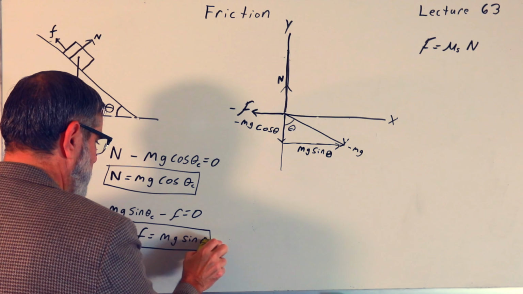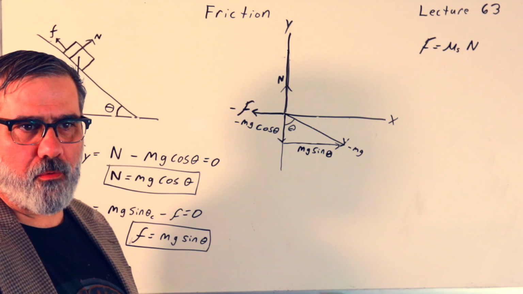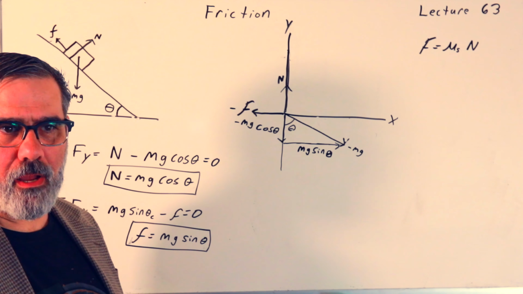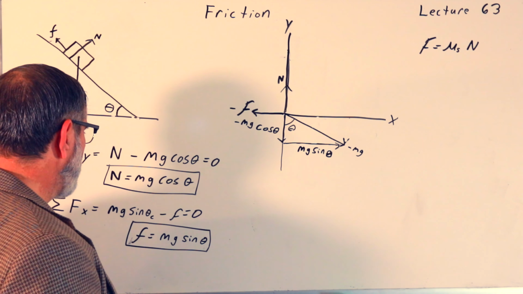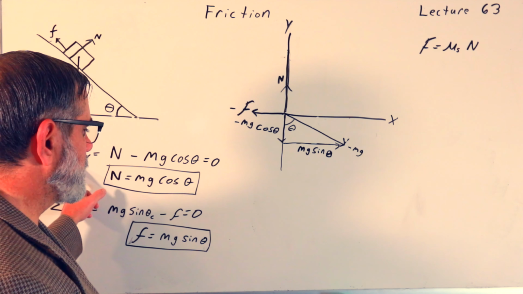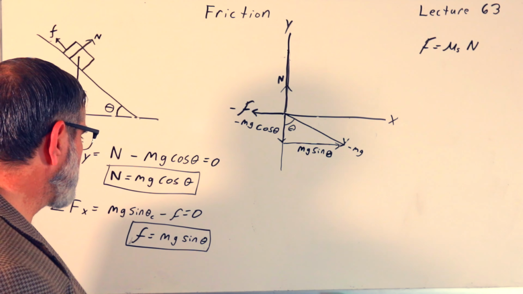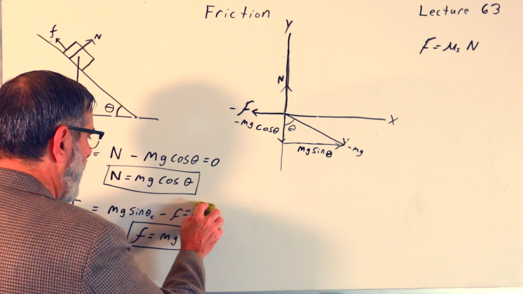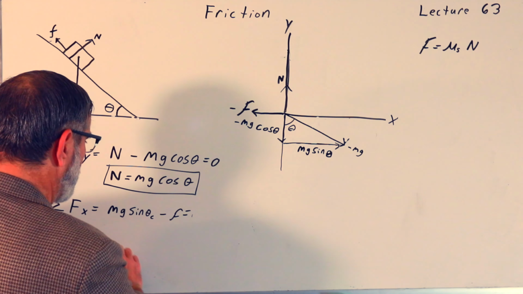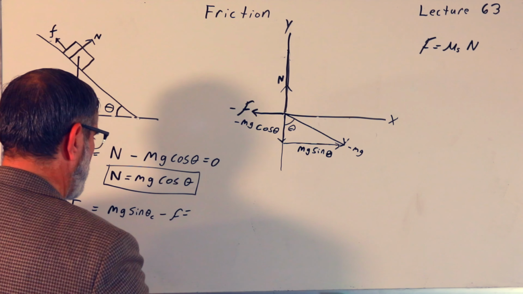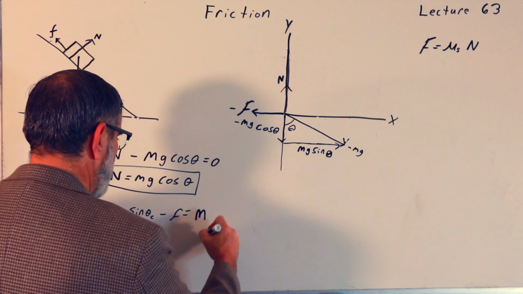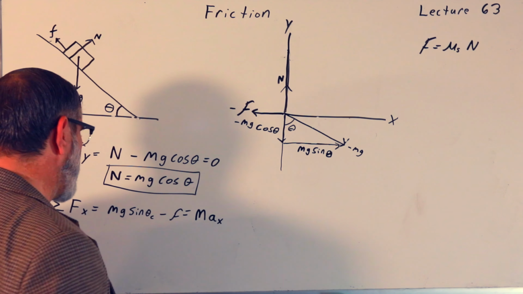Well, we'll get rid of the subscript c because this is no longer the critical angle. We've exceeded the critical angle. The sum of the forces in the y direction is still 0. Nothing's changed there. But the sum of the forces in the x direction, it's now accelerating down the track, so this is no longer true. Now this is equal to the mass times the acceleration in the x direction.